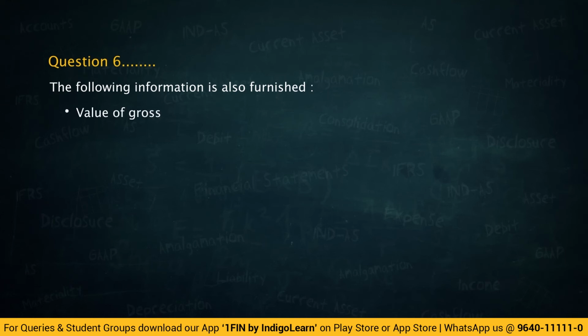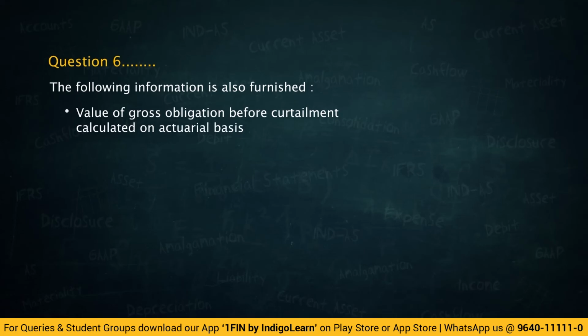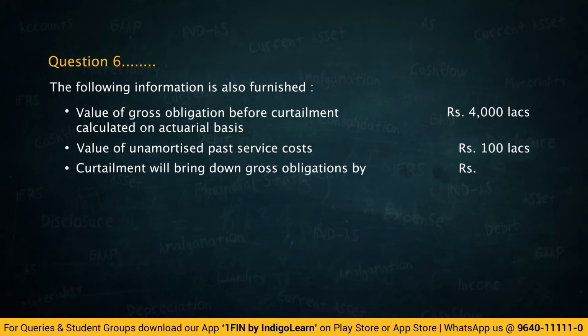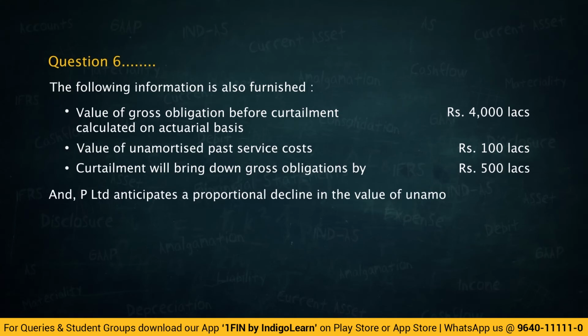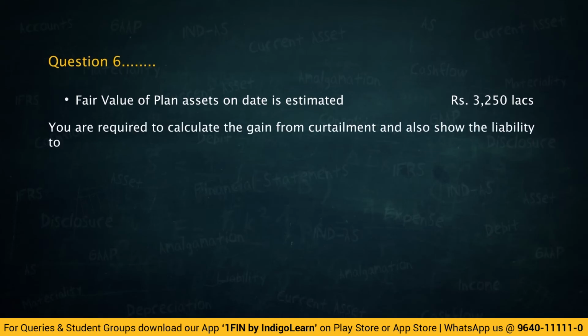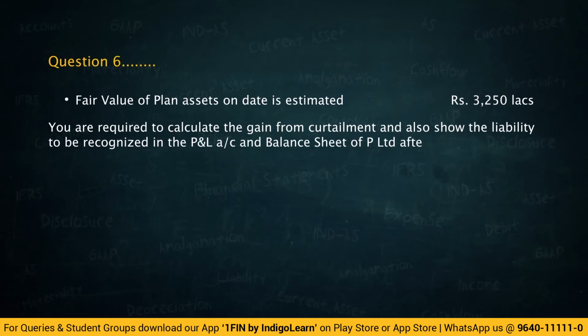The value of gross obligation before curtailment calculated on actuarial basis was rupees 4,000 lakhs. The value of unamortized past service costs is 100 lakhs. Curtailment will bring down gross obligation by rupees 500 lakhs, and P Limited anticipates a proportional decline in the value of unamortized past service costs also. The fair value of plan assets on date is estimated at 3250 lakhs. You are required to calculate the gain from curtailment and also show the liability to be recognized in the balance sheet of P Limited after curtailment.